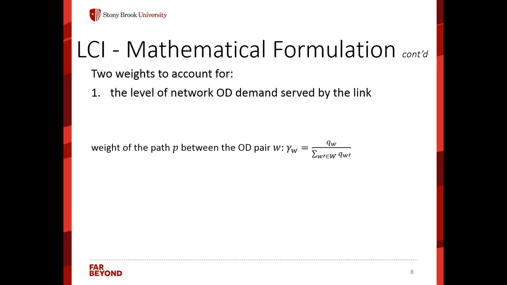Basically, which OD pairs it connects so that it has potential to serve. So in this way, this coefficient actually can be at most 1 for a link. If a link serves all the ODs in the network, then it will have the total demand on the top, and the total summation of all the demands, total demand, in the bottom.